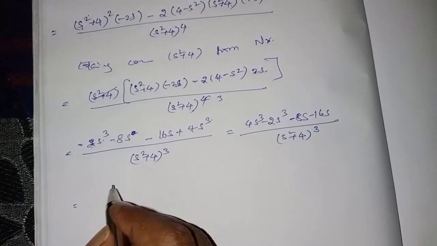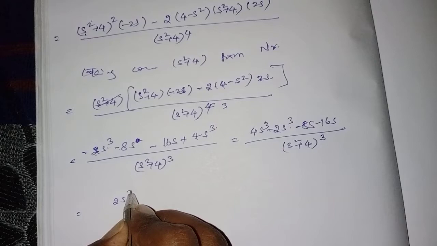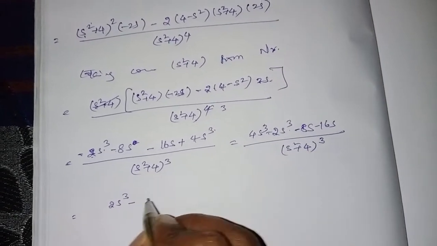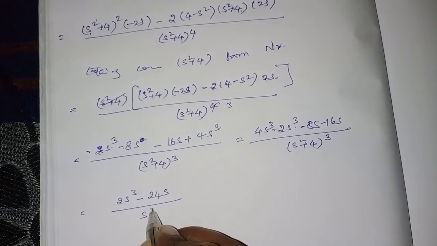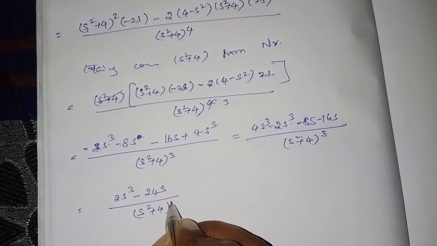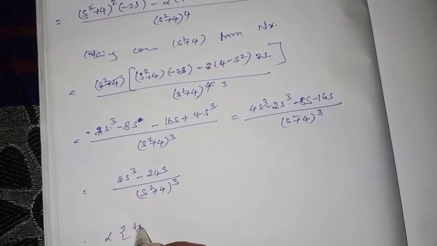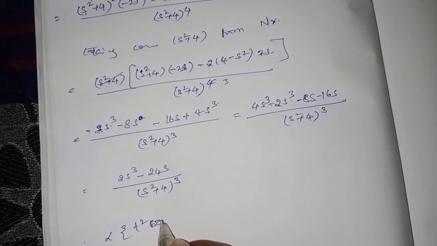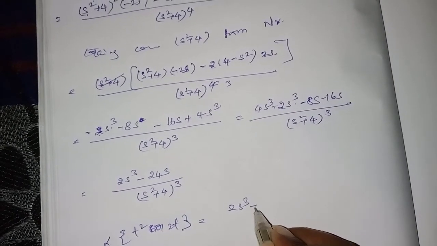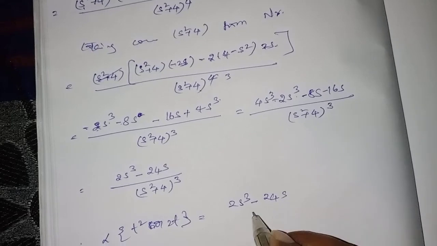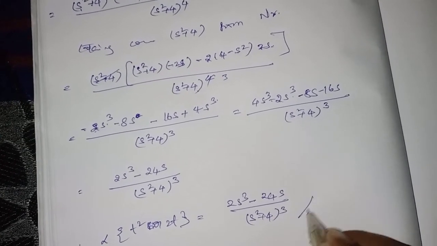Which is equal to 4s cube minus 2s cube, this is 2s cube minus 24s upon (s square plus 4) whole cube. Since L of t square into cos 2t value is (2s cube minus 24s) upon (s square plus 4) whole cube, this is the answer.